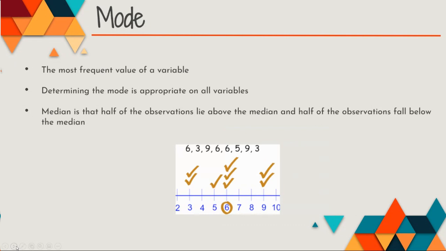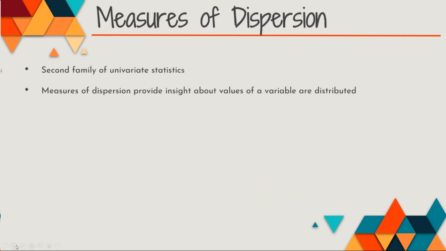The mode, which is our final example in measures of central tendency here, is the most frequent value of a variable. So this could be displayed here if you've got potential values anywhere between 2 and 10. Well, what was the distribution of those scores? And the most frequent value in this case is the folks who entered the number 6 as their response choice.